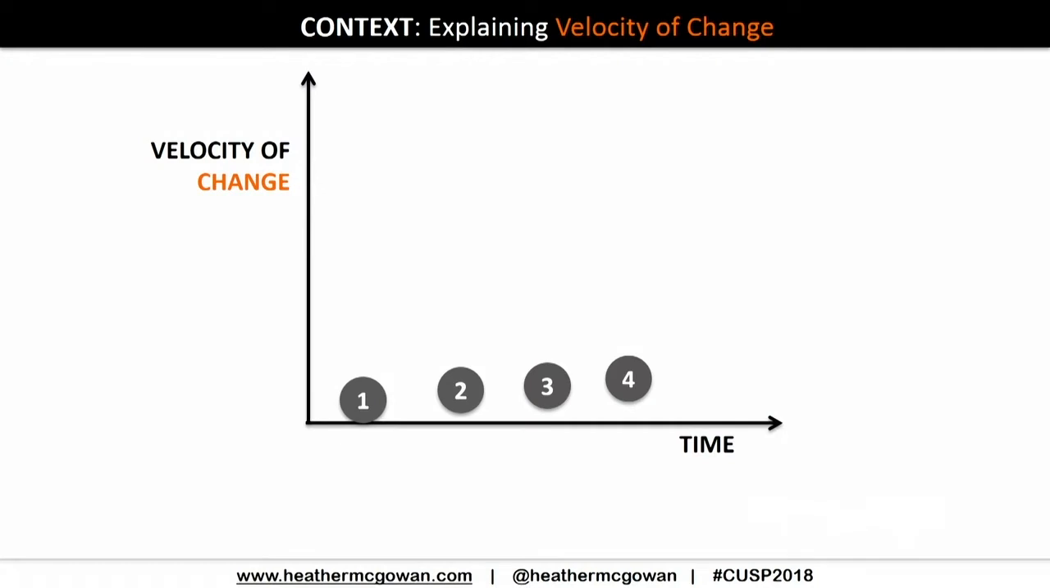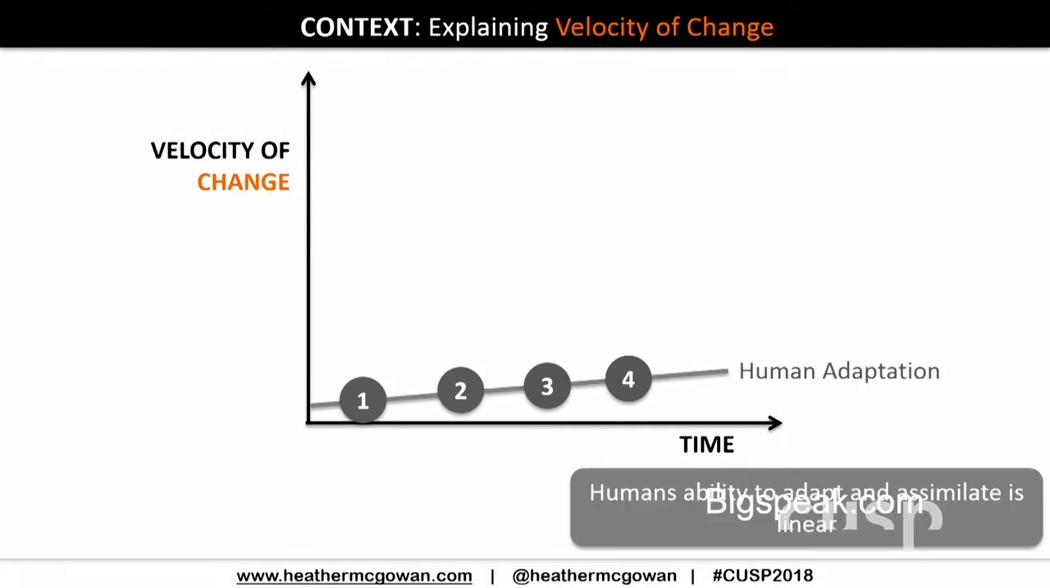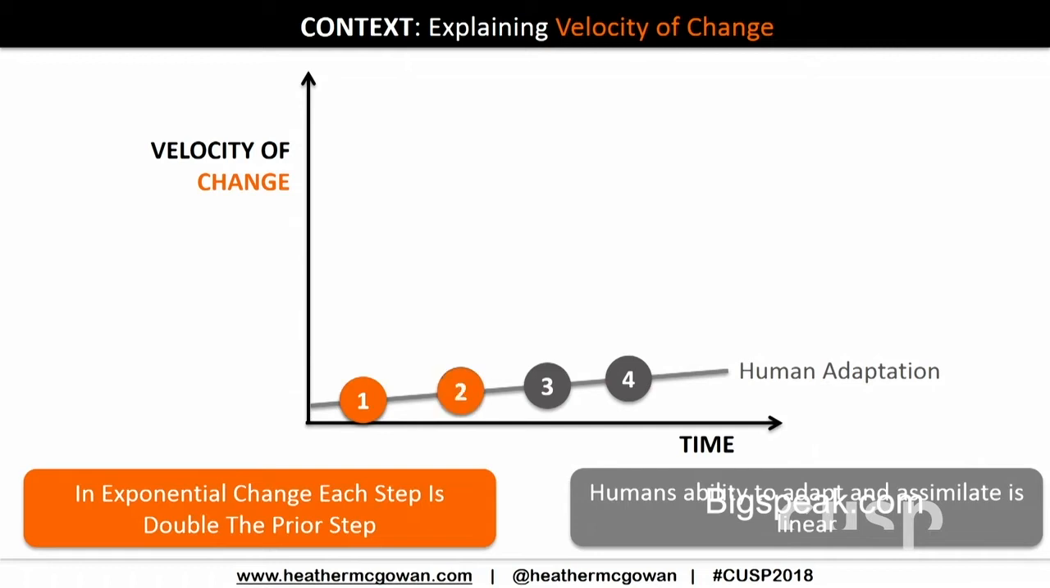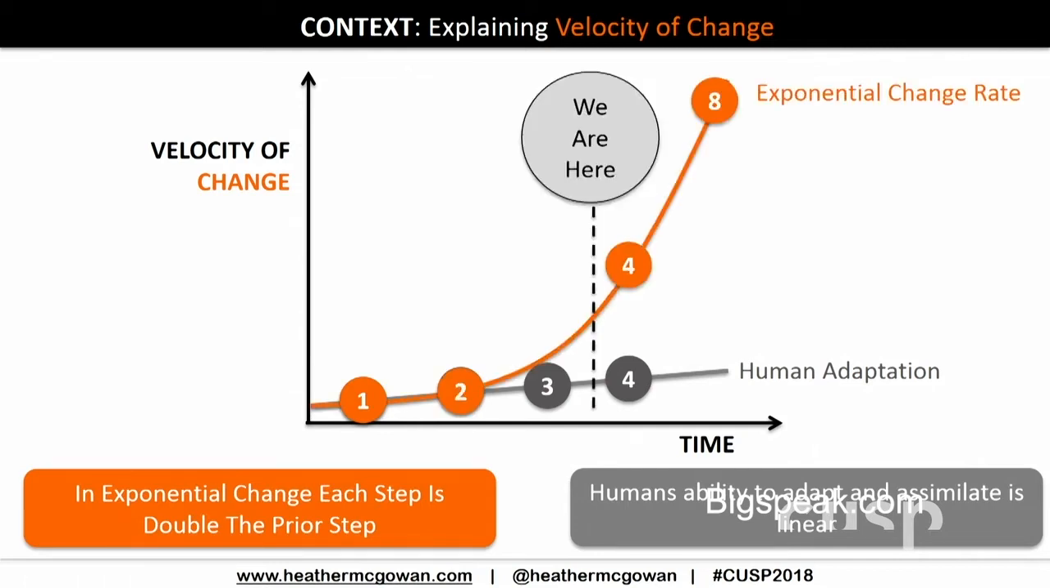If we look at the velocity of change, humans have the ability to adapt to linear change. Linear change is 1, 2, 3, 4 steps that are equally distant apart. What we're going through is exponential change, where every step is double the prior step. And where we are in the process is we're starting to be at that point where between 2 becomes 4 or 4 becomes 8.